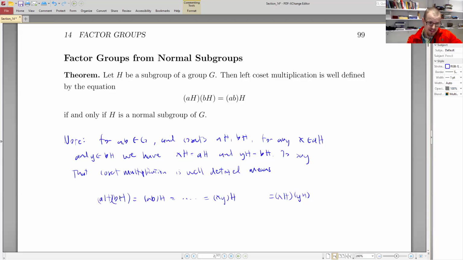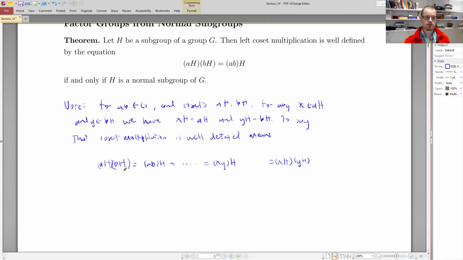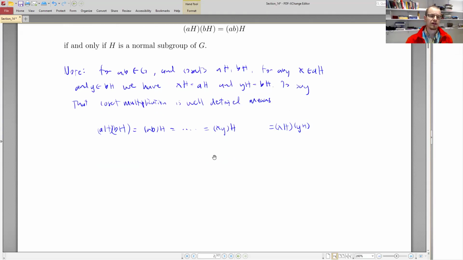All right, because I want this and that to be the same. Doesn't matter whether I use a or x, because aH and xH are the same coset, so I should have the same result. That's what it means to be well defined. If I multiply two numbers, when I multiply those same two numbers, I should still get the same thing. So that's what we're interested in verifying.